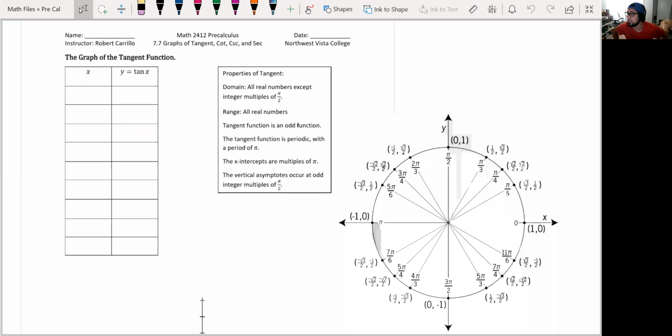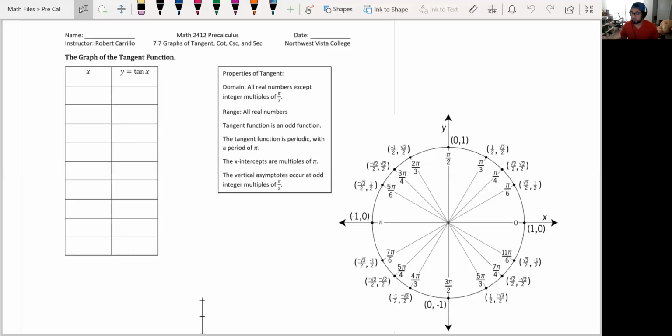And here are the properties of tangent. The domain is all real numbers except integer multiples of pi over 2. The range is all real numbers. The tangent function is an odd function, meaning it's symmetric across the origin. Its function is periodic with a period, or cycle, or revolution of pi. The x-intercepts are multiples of pi, and the vertical asymptotes occur at odd integer multiples of pi over 2. So the asymptotes and the domain should always go hand in hand. The domain says all real numbers except integer multiples of pi over 2, and the vertical asymptotes say they occur at odd integer multiples of pi over 2.